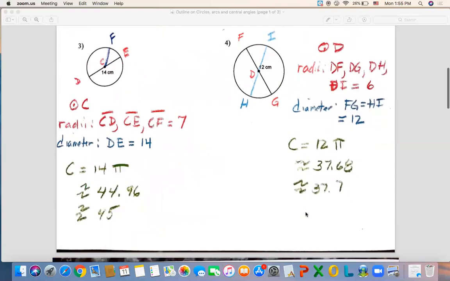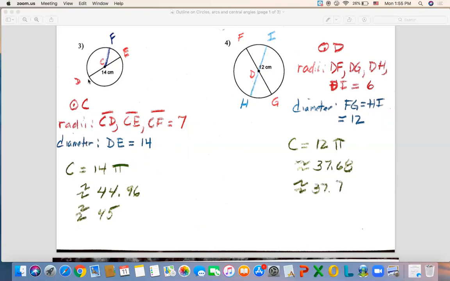A couple more examples like that. We got here. We're going to name this circle C. Here's how we name it. This one over here, D is in the middle. Circle D is that circle. Radii here. Notice the radius. If you name a radius, they all include a C in it. They all include the center point. So we go C out. CD, CE, CF. Over here, the radii DH, DG, DI, DF.